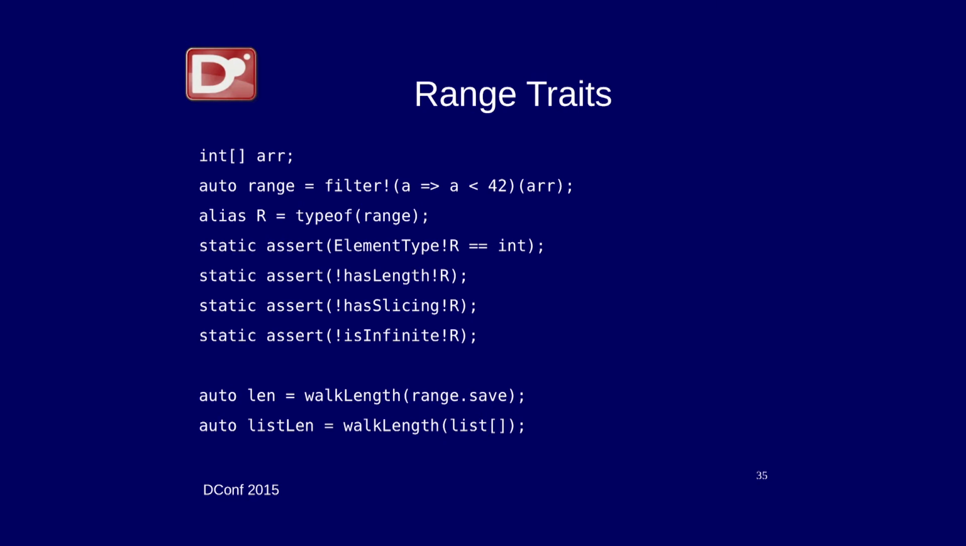And an example on the bottom: if it doesn't have length, you can iterate over a range with walkLength to get the length, which of course you are going to want to save unless you want to eat the range. And in the case of containers, like a doubly linked list, that don't define length, that's how you get their length.